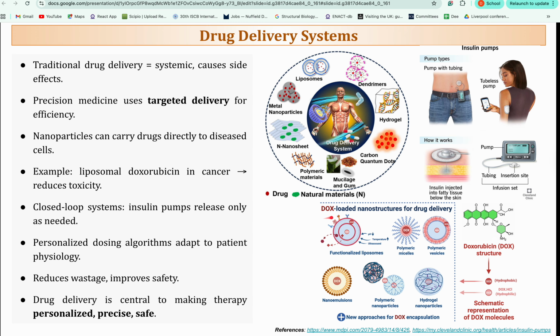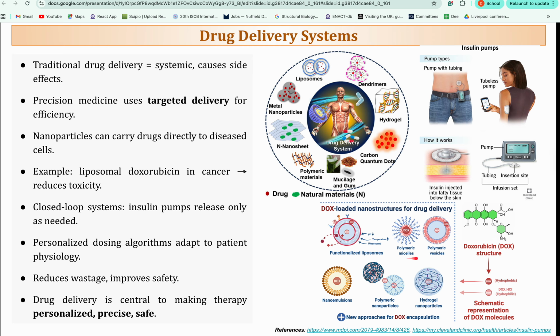Similarly, the example was of the liposomal doxorubicin. So this is a liposome, and this is the drug doxorubicin, which is used in cancer. So a functionalized liposome is there, and this loaded nanostructure is used for the drug delivery.